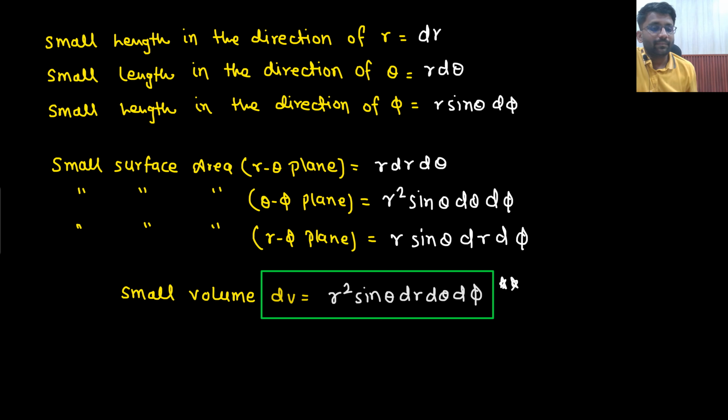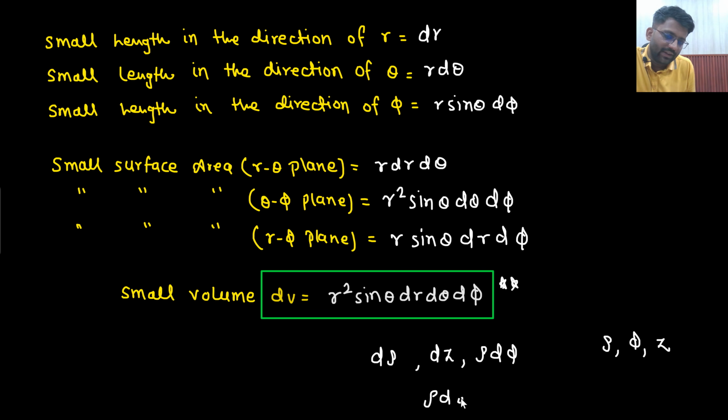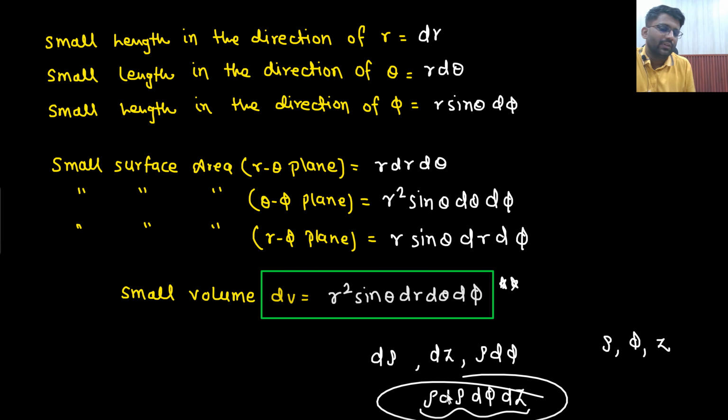What was the volume of a cylindrical coordinate system? Okay, sir, in cylindrical coordinate system, we had rho, phi, z. How much do we move in the direction of rho? D rho. How much do we move in the direction of z? dz. How much do we move in the direction of phi? Rho d phi. So what was the volume? Rho d rho, d phi, dz. That's it. This was the volume. So very easy to remember.